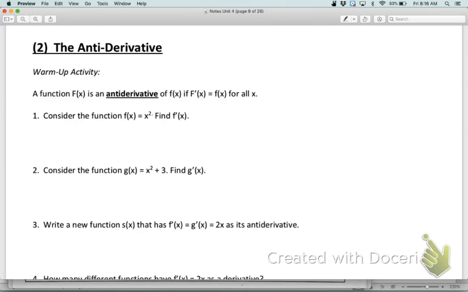We're going to say a function capital F of x is an antiderivative of little f of x if it is true that capital F prime of x is equal to f of x. Okay, so what we're saying is if the derivative of one function is equal to the function, then it is an antiderivative of that function.